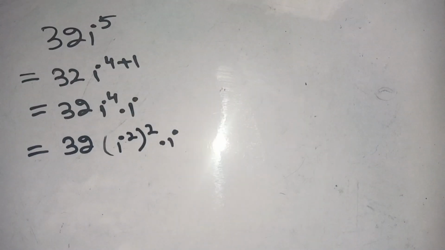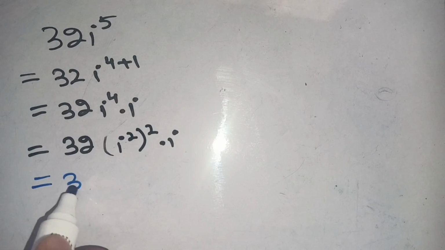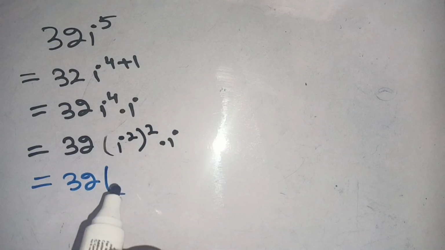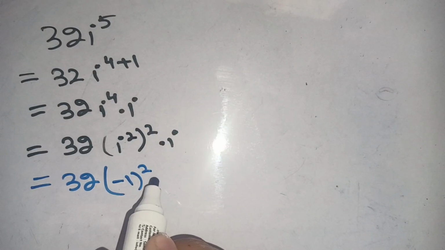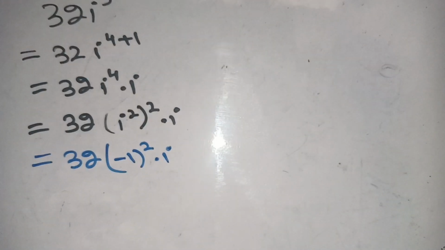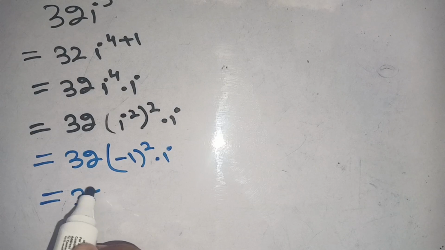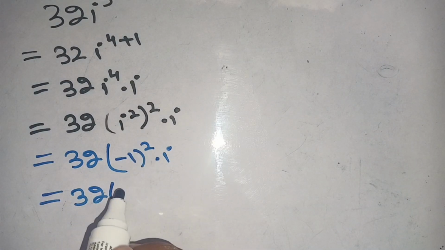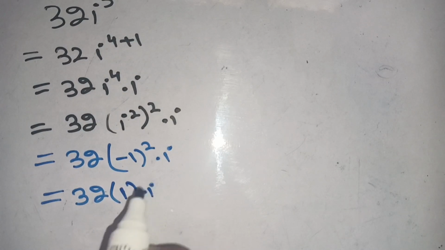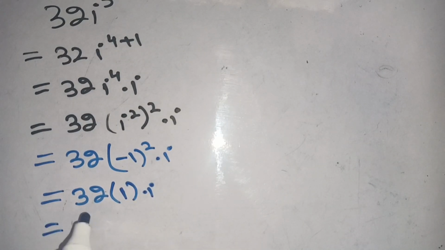Now it is equal to 32 times (iota power 2) whole power 2 times iota. It is equal to (minus 1) power 2 times iota. Now it is equal to 32 and iota times (minus 1) power 2, which is equal to 1 times iota. Thus, when we multiply that, it becomes 32 iota. This is our final answer.